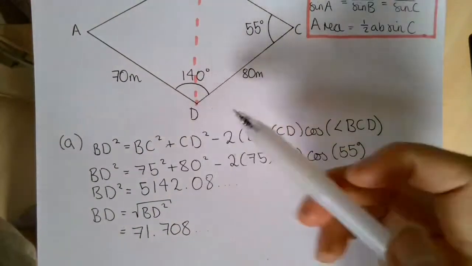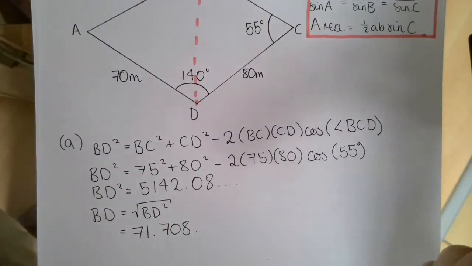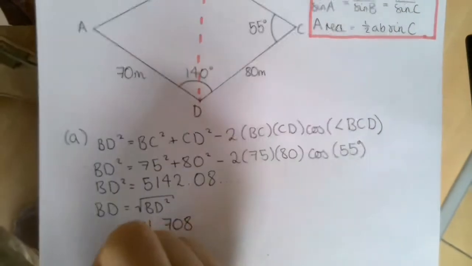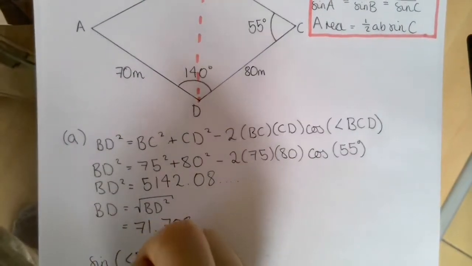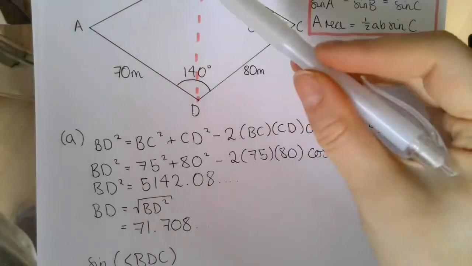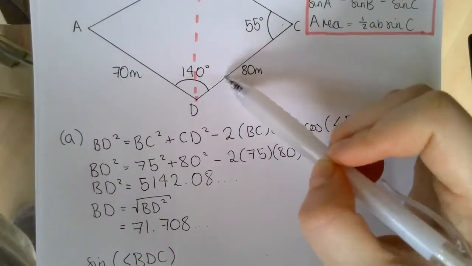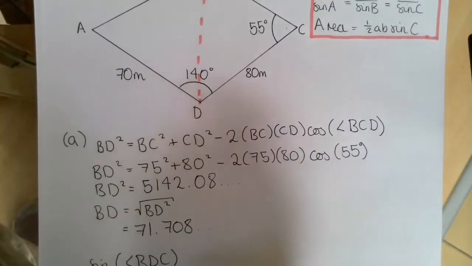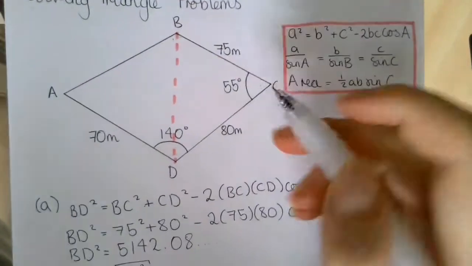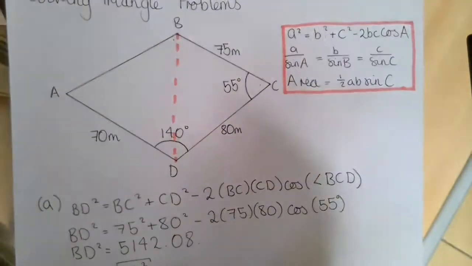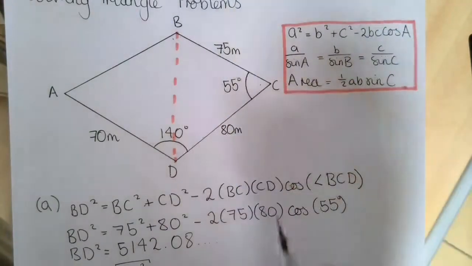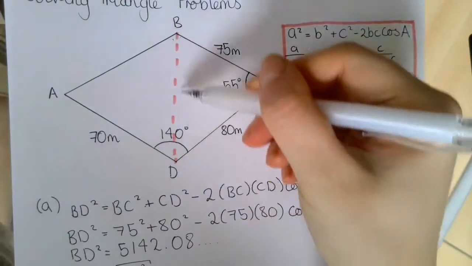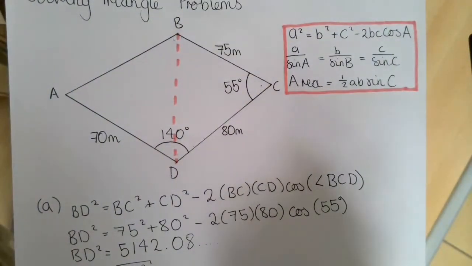So we're going to use the sine rule here. So we're going to do the sine rule for sine of the angle BDC, which is this angle here, that's over the length BC, so this angle over that length, that's going to be equal to sine BCD over the length we have just found, BD.